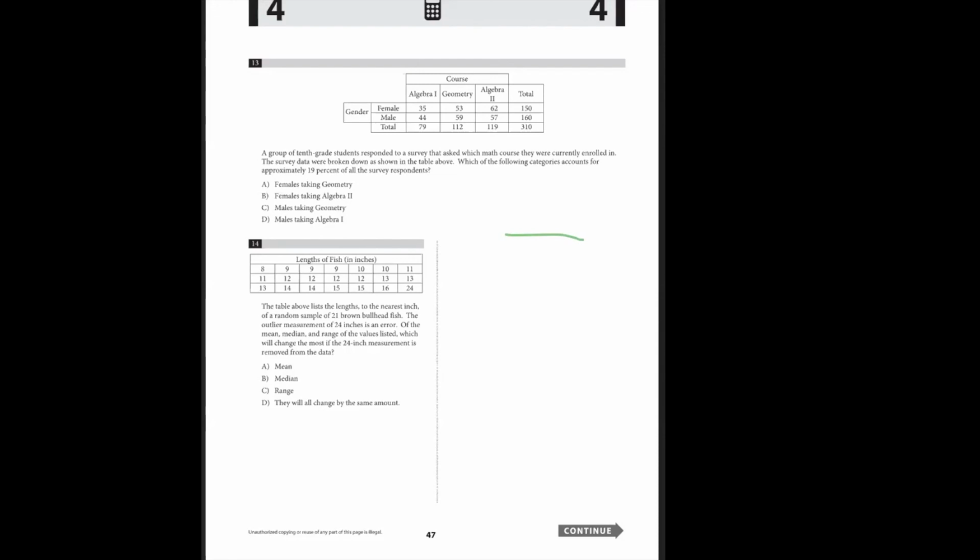It's saying out of all the survey respondents, so everything is going to be out of 310, because that is the total number of survey people. So we're going to go by each answer and test it. It says females taking geometry. If we look here, females geometry, that's 53. So 53 out of 310 are females taking geometry. Now all you have to do is put that in your calculator, 53 divided by 310. You get 0.17, which is definitely not 19% because that's 17%. So that's not the answer.